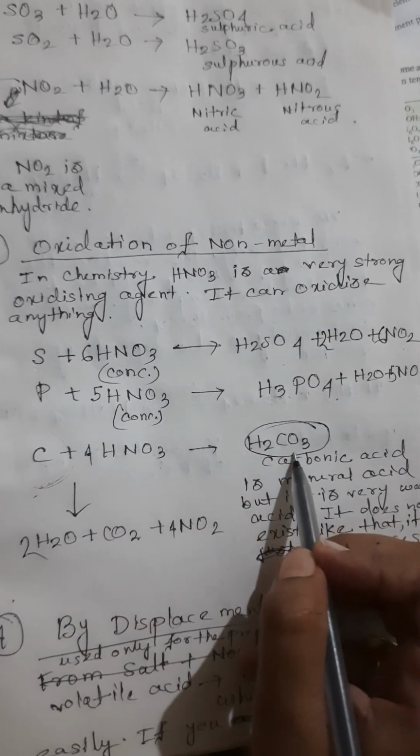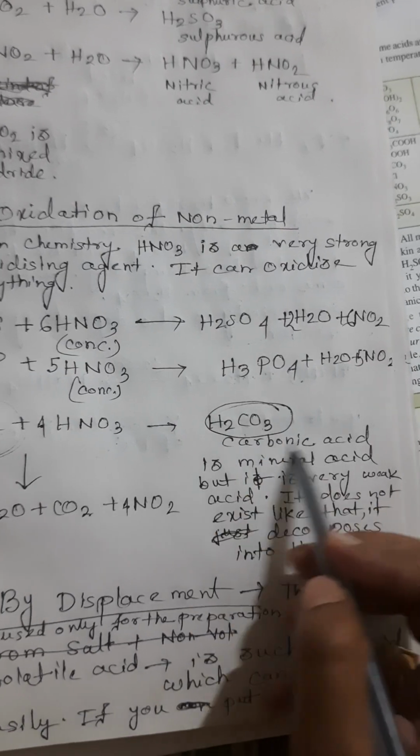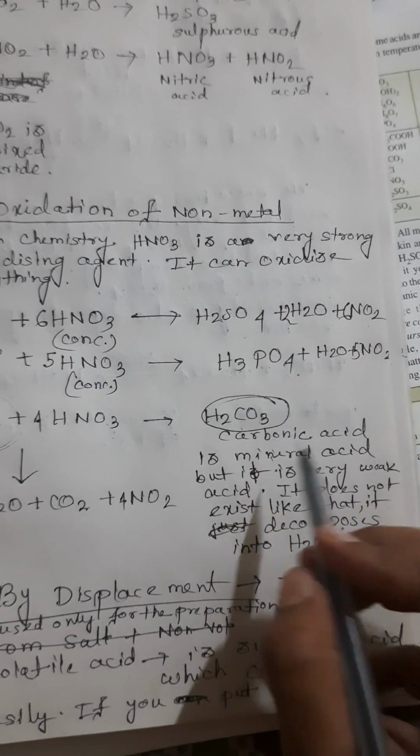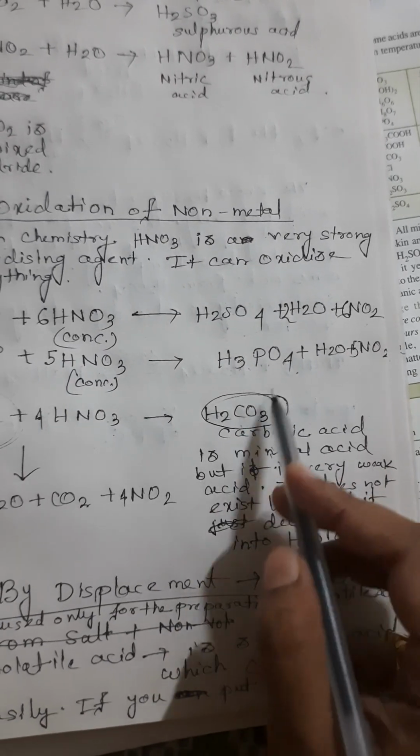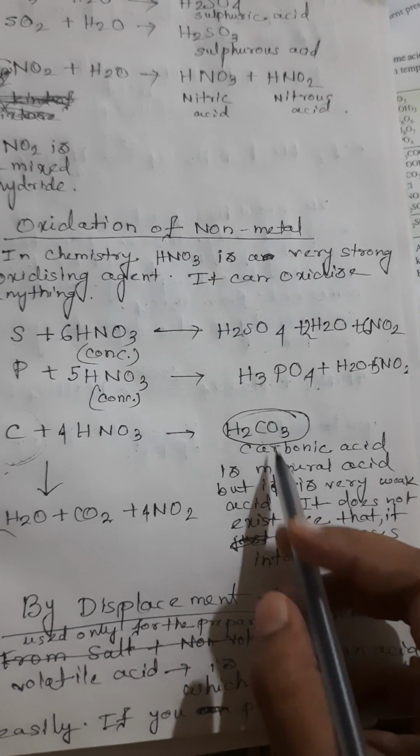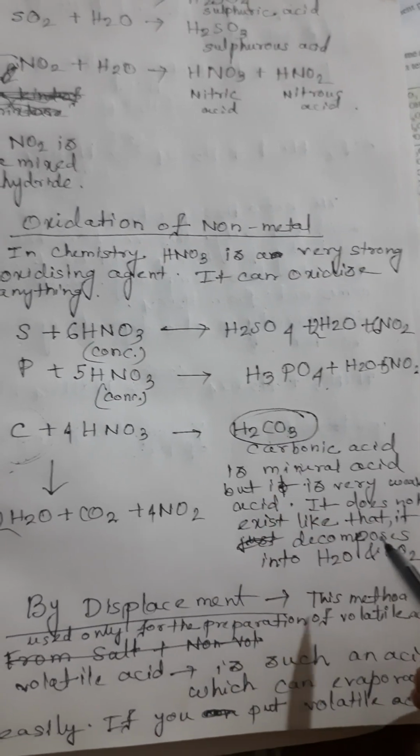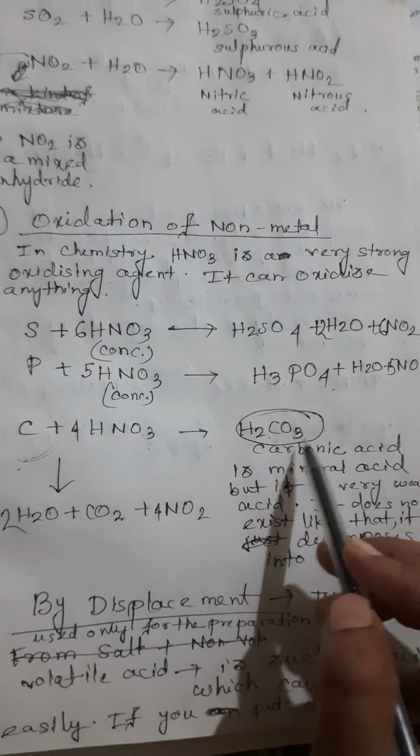Yes, obviously we have got some carbonic acid, but I have already discussed that carbonic acid is a mineral acid that is very weak, so it doesn't exist like that. Because it is a very weak acid. Very weak acid means what? It decomposes into water and carbon dioxide.